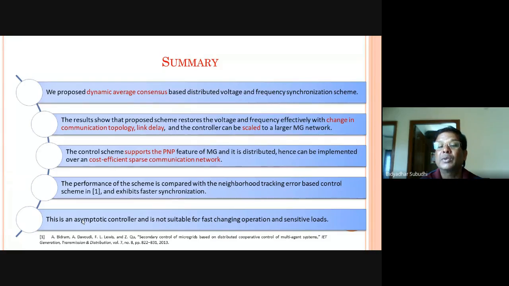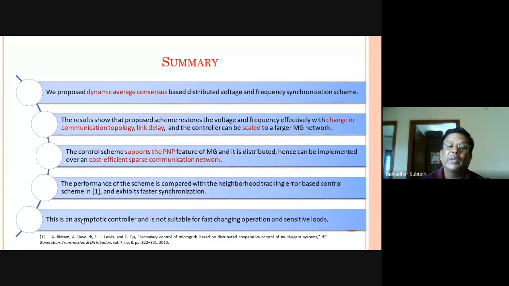And we can also visualize that the scheme is applicable to a higher system like the IEEE 39 bus system. And the control scheme also supports the plug and play feature. That means when a DG is connected or disconnected, we can still use the same controller to restore the frequency of individual DGs to their nominal values. And we can accomplish this with a simple communication network. The performance of our controller is also compared with an earlier controller, and we could see that our controller exhibits faster synchronization and fewer oscillations.